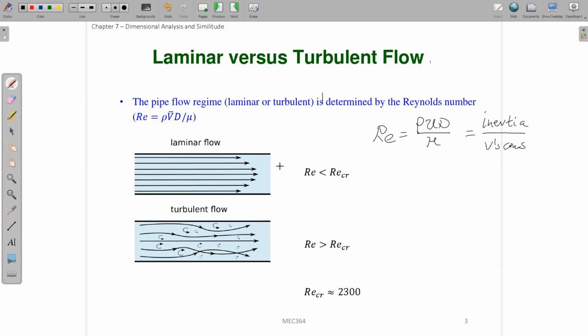Okay, in other words, we use the Reynolds number to determine what the flow regime will be. And usually we will have a value Re_cr. This cr means critical. Okay, this is called the critical Reynolds number.